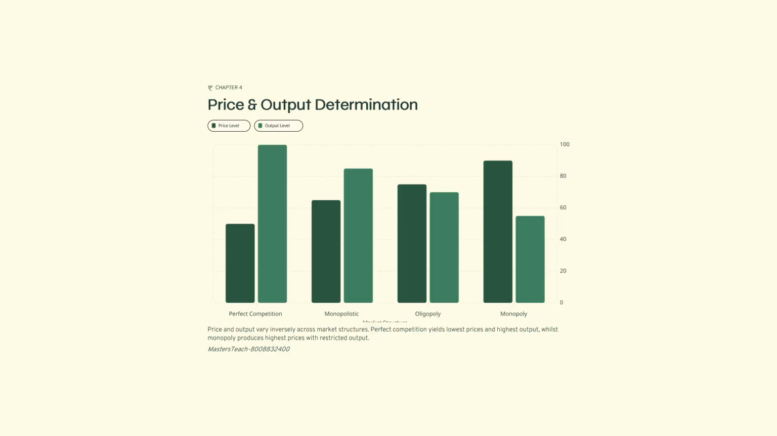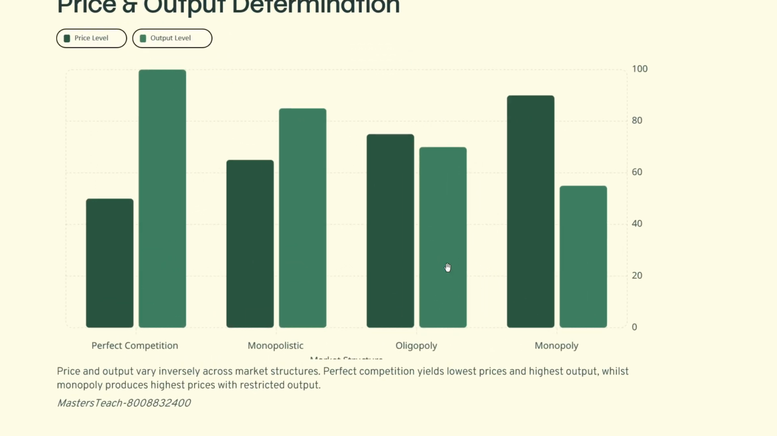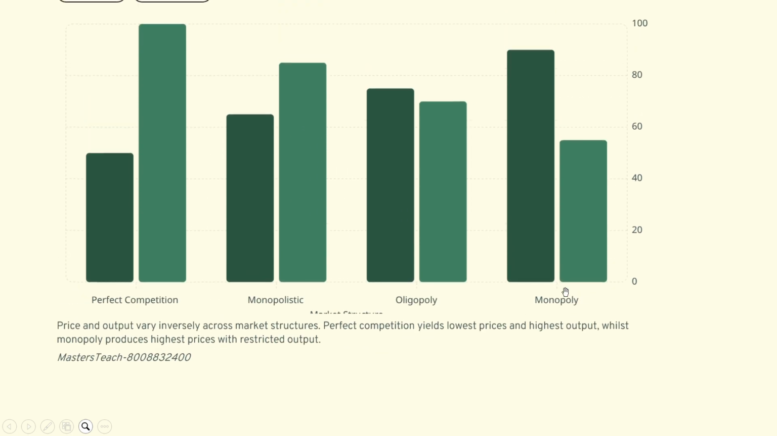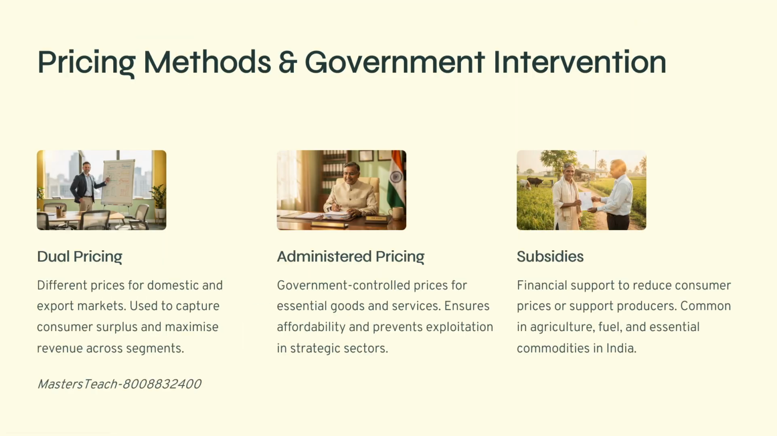Then price determinants. So this is a small presentation. In perfect competition, what happens? This is the price and output level. See, the price is way less and the output, like demand and supply, is more. Whereas in monopolistic competition, the price is high and the output is almost high too. Oligopoly is similar, then the monopolist is something like this. Then we'll go to pricing methods and government intervention.